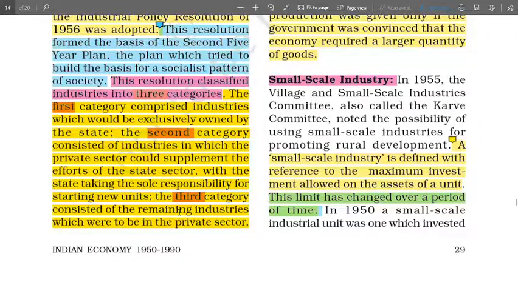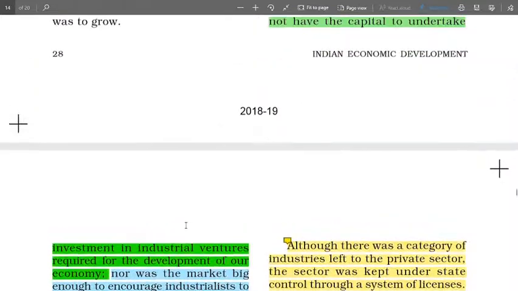And these industries were allowed for private industrialists to set up. So all the industries in the third group are owned by the private sector. That's why you have three groups. All industries are here. You can see some owned by the government, some owned by the private. That's why we have a mixed economy.